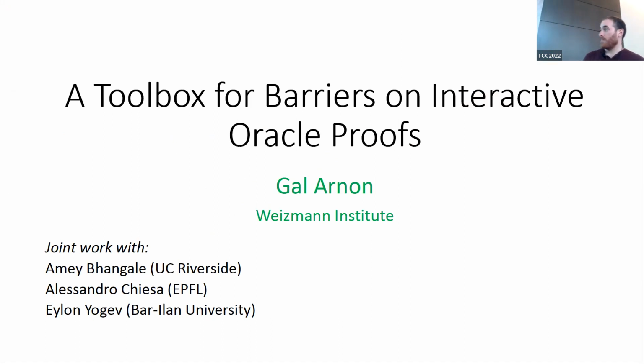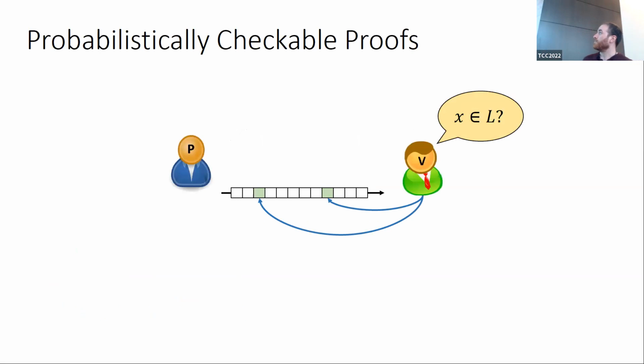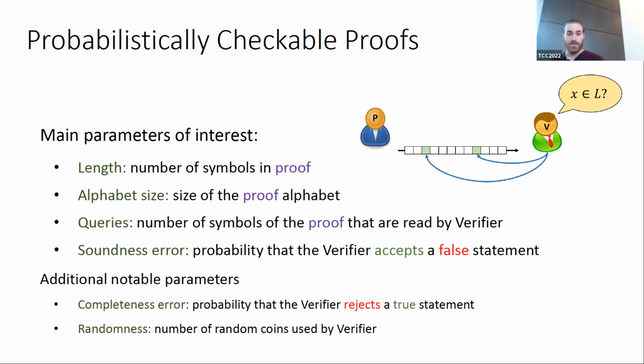Okay, so I'll be talking about a toolbox for barriers on interactive oracle proofs, and this is joint work with Amey, Alessandro, and Delon. In a PCP system, we have a verifier who wants to know the validity of some statement. A prover sends it some string. The verifier reads a few symbols from this proof and decides whether to accept or reject the statement based on this information. In PCPs, we usually care about the length of the PCP, the alphabet size, the number of queries made by the verifier, the soundness error, and sometimes also things like completeness error and the number of random coins used by the verifier.